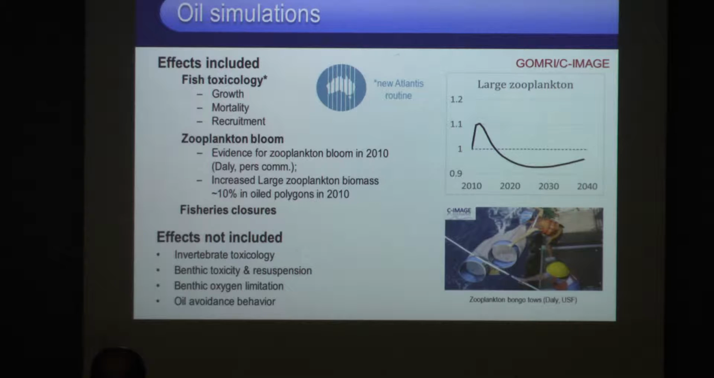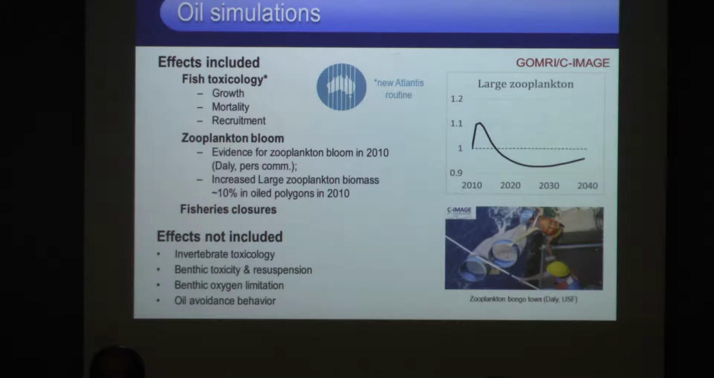The effects we've included, first, are fish toxicology effects, which include growth, mortality, and recruitment. We've also included a zooplankton bloom. Kendra tells me that there's evidence of a zooplankton bloom in the latter half of 2010. And so what I've done here is I've reduced the natural mortality term for a suite of zooplankton groups. To show you what the effect is, this is what's happening here in the large zooplankton. I've calibrated it to represent a 10% increase in the zooplankton density immediately following the Deepwater Horizon.